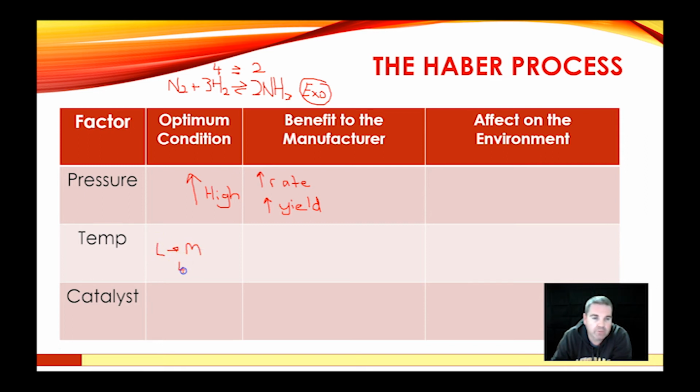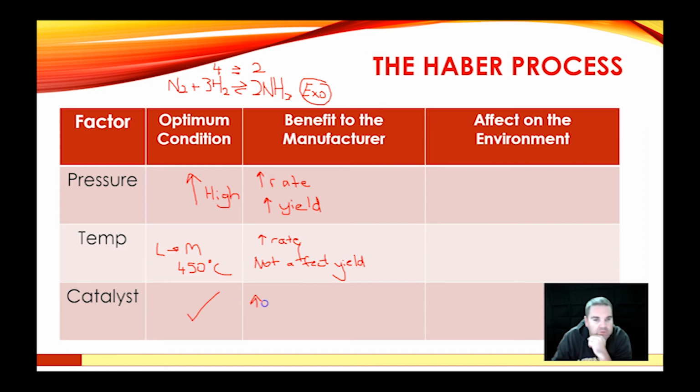I think they do it at around about 450 degrees Celsius, which is relatively low for industry. The benefit of that is it's going to increase the rate, okay, because we've got a 450 degree temperature, and it's not going to affect the yield too much, because we're not favouring the back reaction too much. Okay, the presence, obviously, the optimum condition is to have a catalyst, which we do.